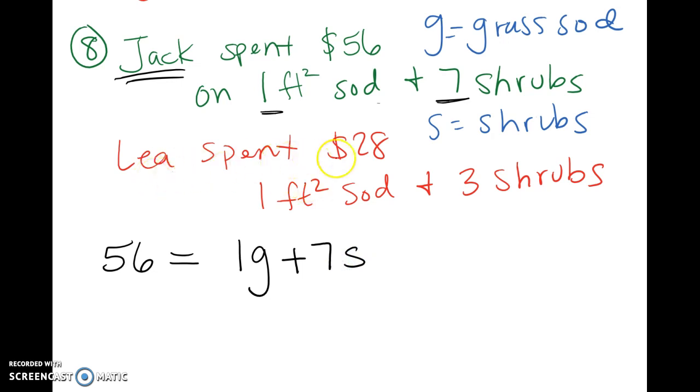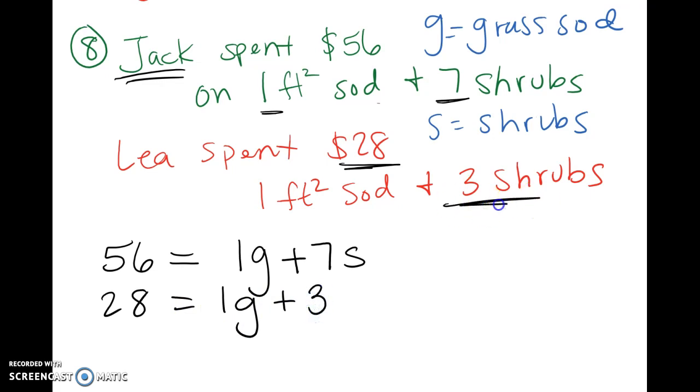Okay. How about Leah? Leah spent $28 on how many grass sods? 1. And how many shrubs? 3 shrubs. So here's my system of equations. Do you guys want to use substitution or elimination? Elimination. I really want to use elimination here because I see 1G and 1G, and don't I just need opposite coefficients?